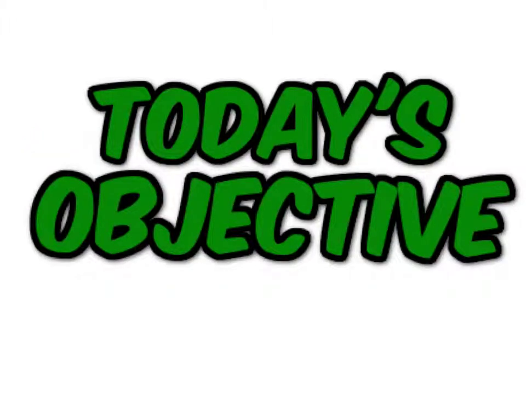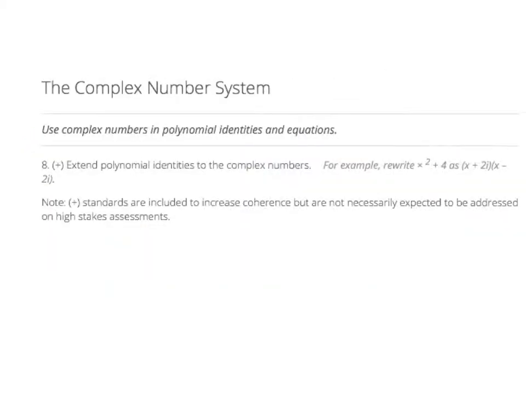Today's objective is a new one. Use complex numbers in polynomial identities and equations. Extend polynomial identities to the complex numbers. For example, rewrite x squared plus 4 as x plus 2i, x minus 2i, and that's what we're doing today.